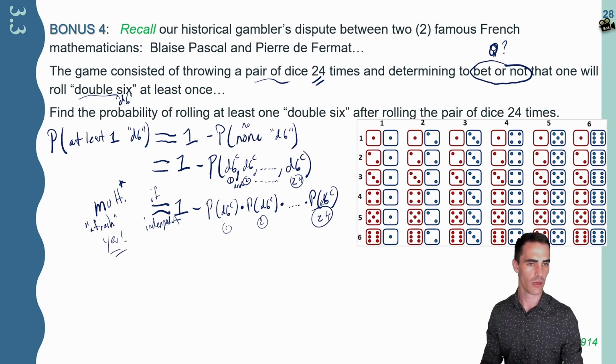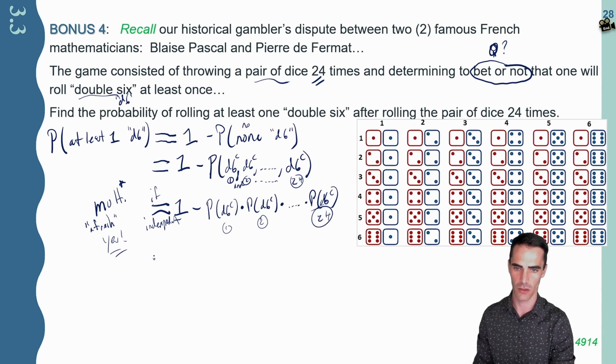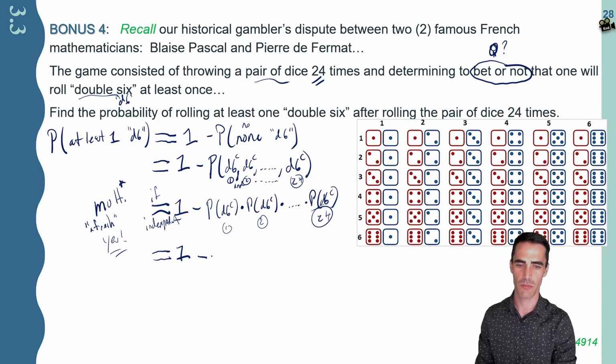Whew. Let's see how this cleans up. So now that we've separated this complicated event into smaller events, this is going to balloon and then it's going to clean up. So 1 minus, I want to know what's the probability that I get not a double six.